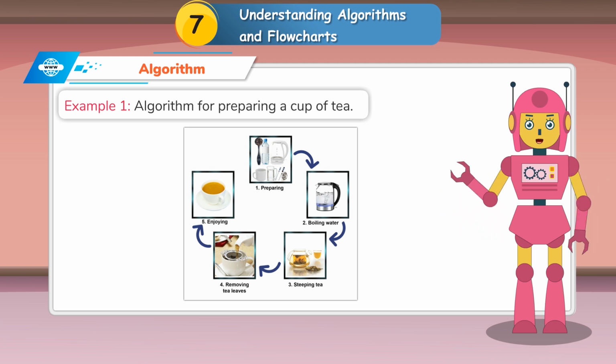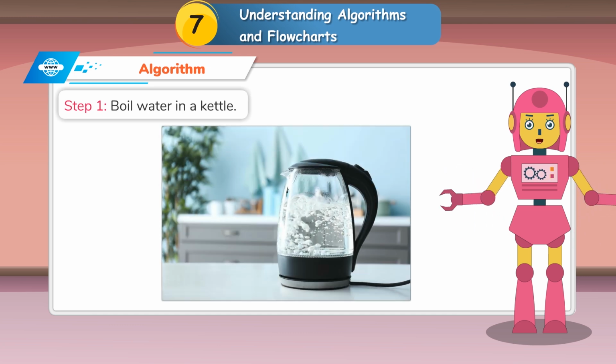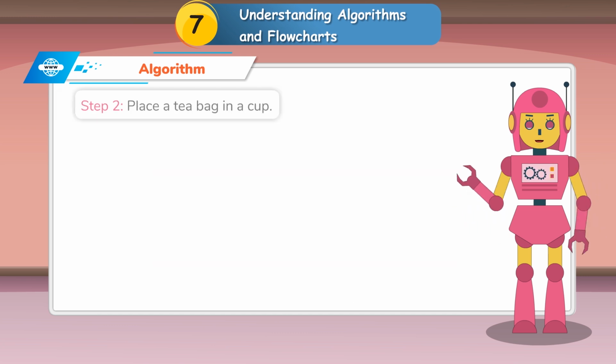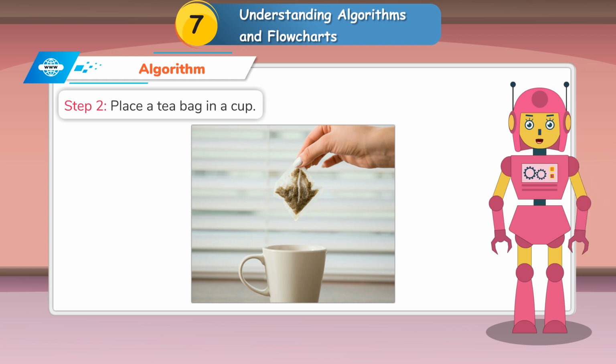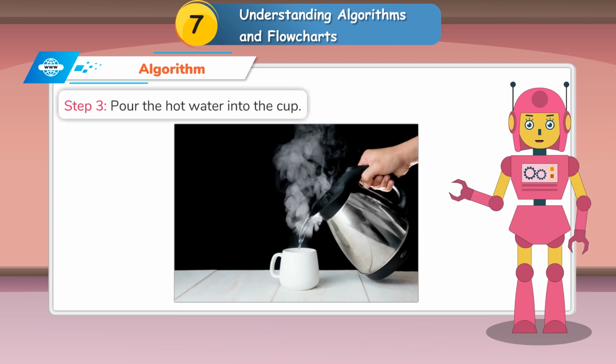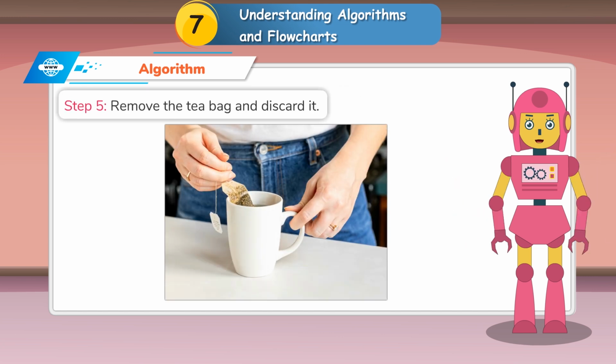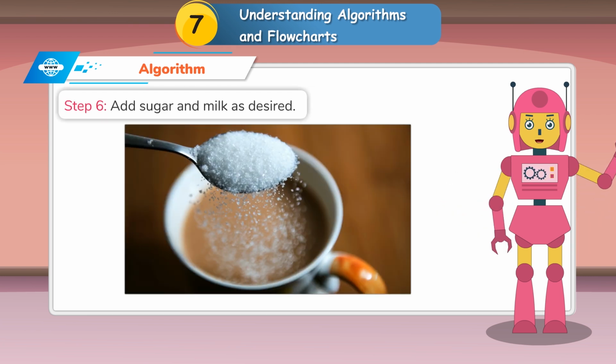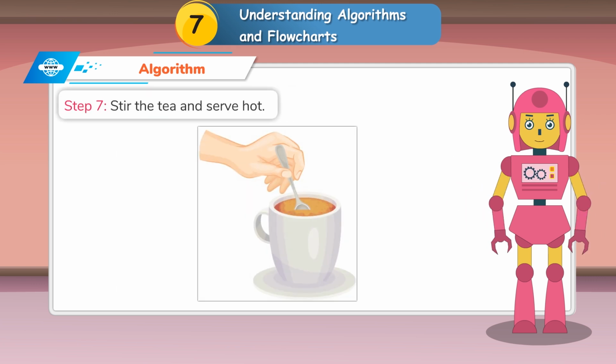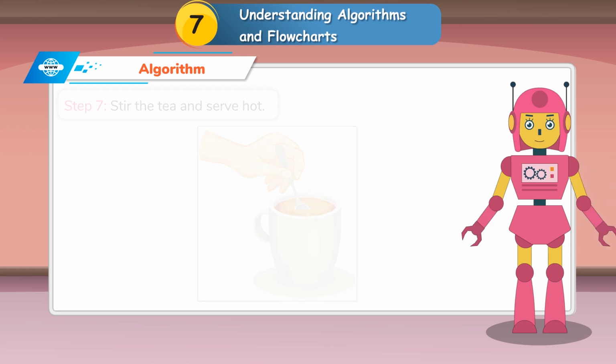Example 1. Algorithm for preparing a cup of tea. Step 1. Boil water in a kettle. Step 2. Place a tea bag in a cup. Step 3. Pour the hot water into the cup. Step 4. Let the tea steep for 3-5 minutes. Step 5. Remove the tea bag and discard it. Step 6. Add sugar and milk as desired. Step 7. Stir the tea and serve hot.